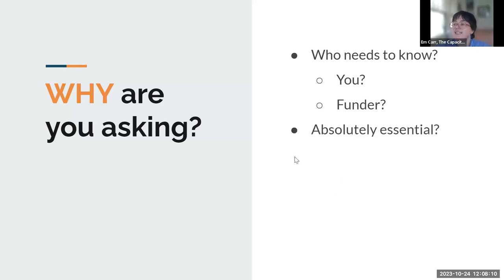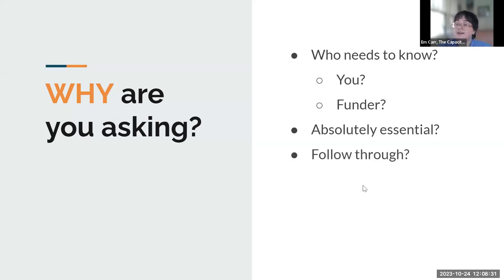And tied into that, is this absolutely essential? So sometimes we might be asked to gather data that we don't agree with. If you can push back, do so. If you can't, consider making whatever you can optional or offering a prefer not to answer option.